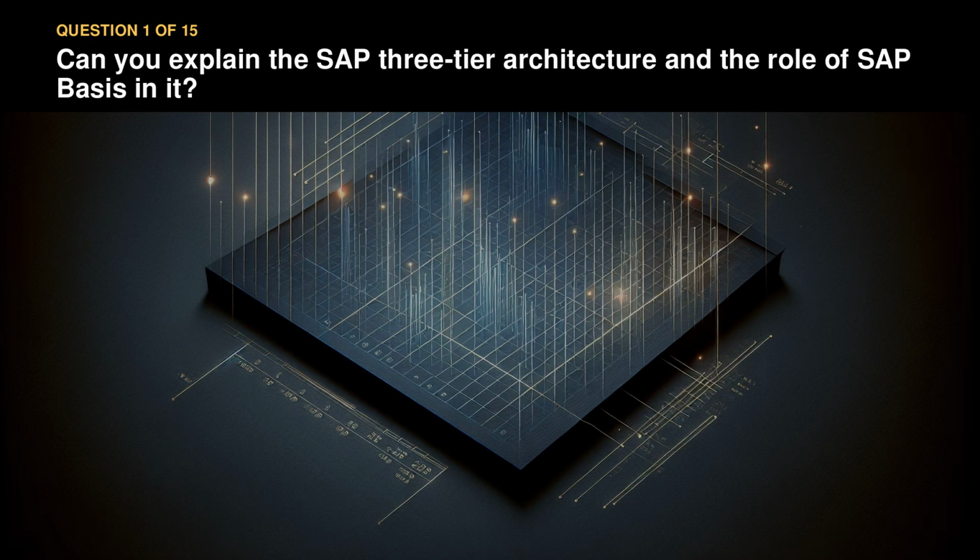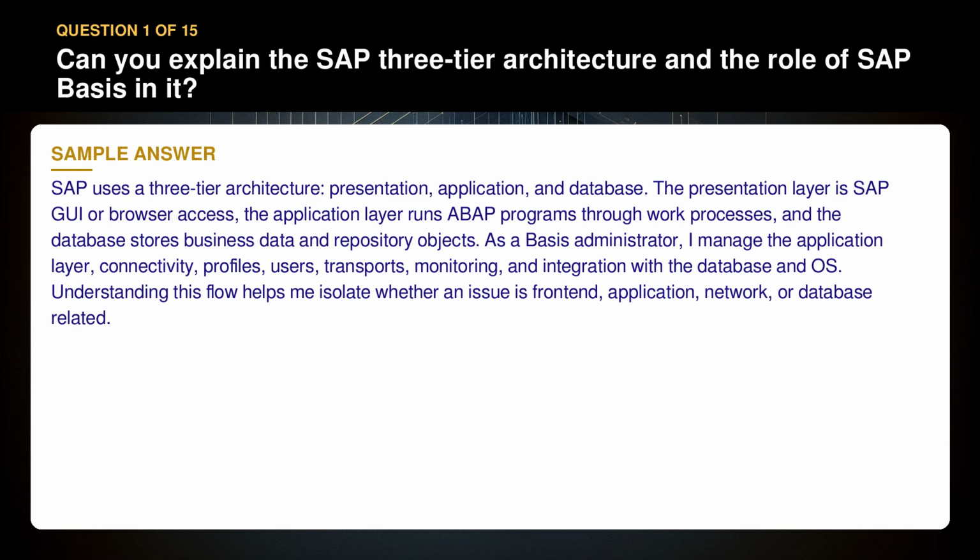Question 1. Can you explain the SAP three-tier architecture and the role of SAP Basis in it? SAP uses a three-tier architecture: presentation, application, and database. The presentation layer is SAP GUI or browser access. The application layer runs ABAP programs through work processes, and the database stores business data and repository objects.